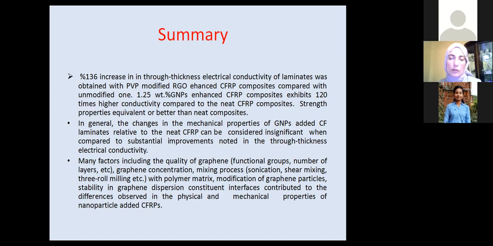So many factors, including the quality of graphene, concentration, mixing process with the polymer matrix, modification of the graphene, particle stability in graphene dispersion, and constituent interfaces contributed to the differences observed in the mechanical and physical properties of the composites.